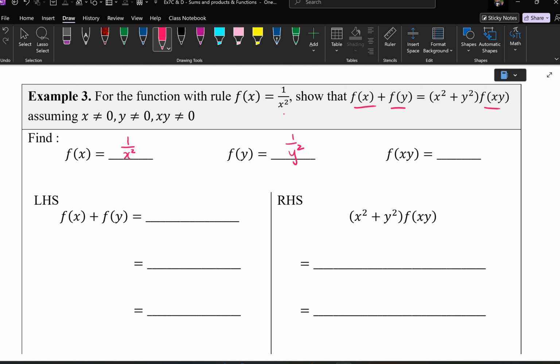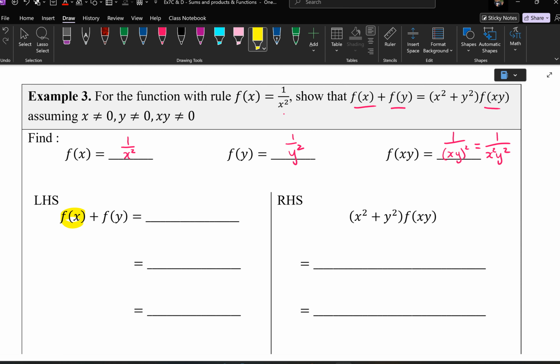Then what is f of xy? Just reading function notation. Very good. So this is 1 on xy squared, but exactly like what Joe said, this is the same thing as writing 1 on x squared, y squared. Okay, so now I've got my tools. Then let's start proving it.